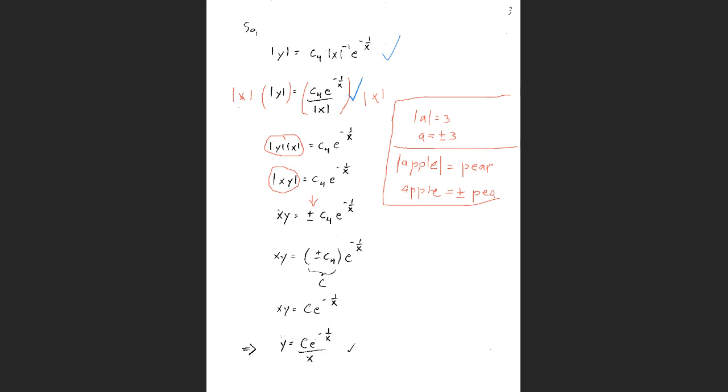Here's the thing. All I'm trying to do is justify this last step here. Christopher's comfortable with it. So on the left side, the absolute value of xy is like the absolute value of my apple. And on the right side, C4 times e to the negative 1 over x power, that's like my pear. And so if you're good with this, you should be good with this. All right, but we're not done yet.